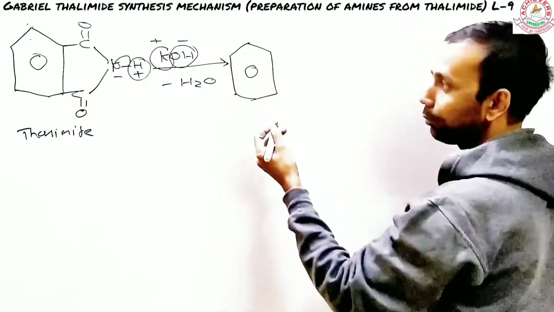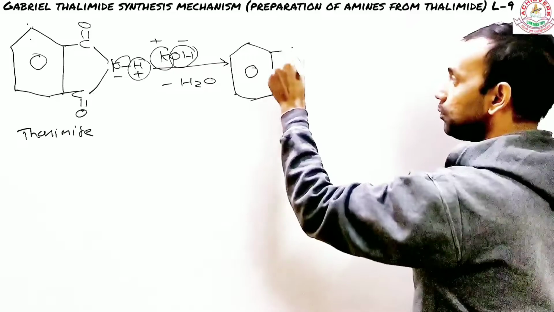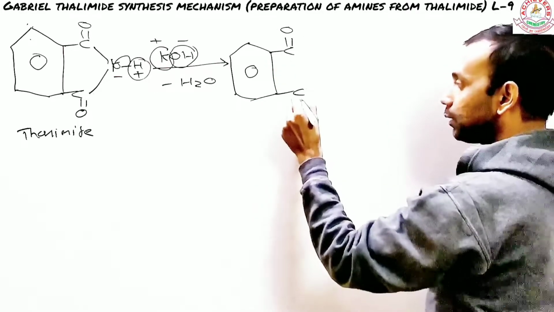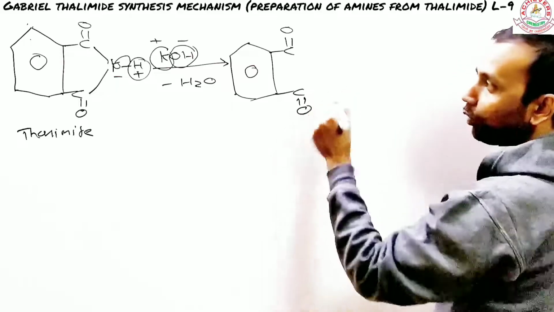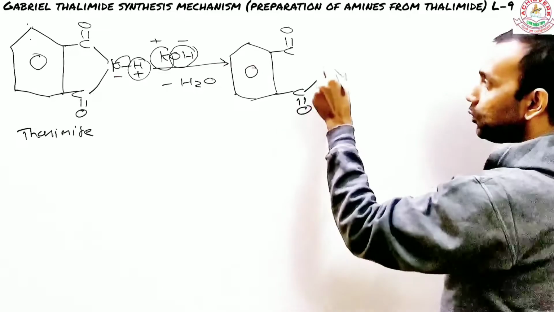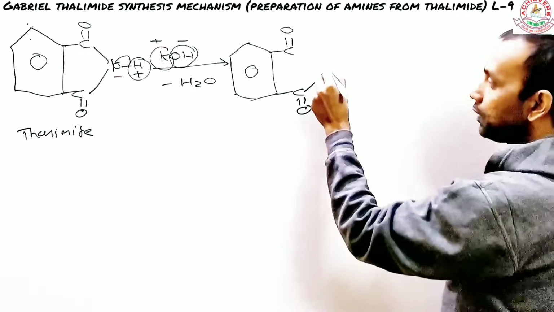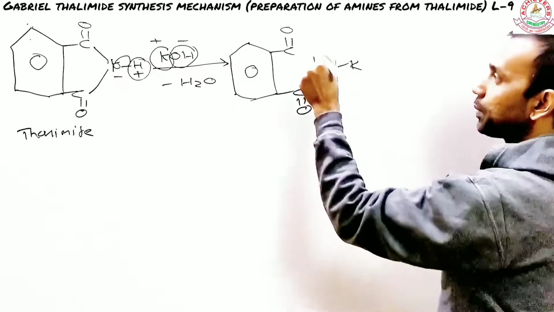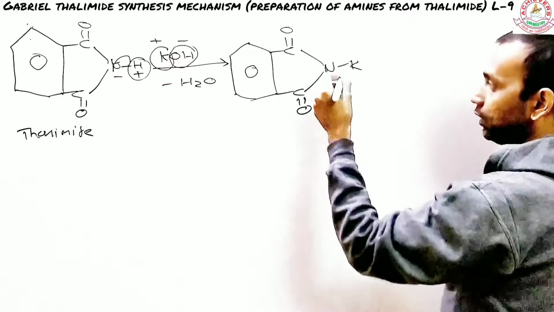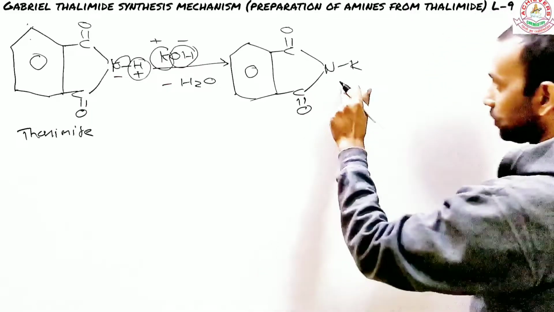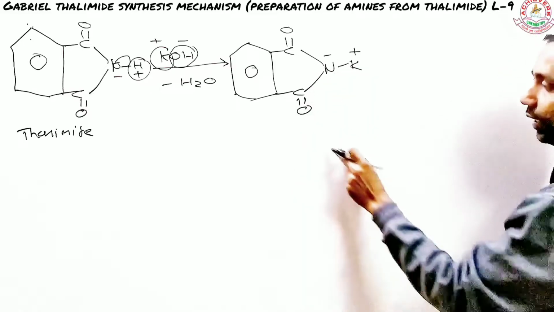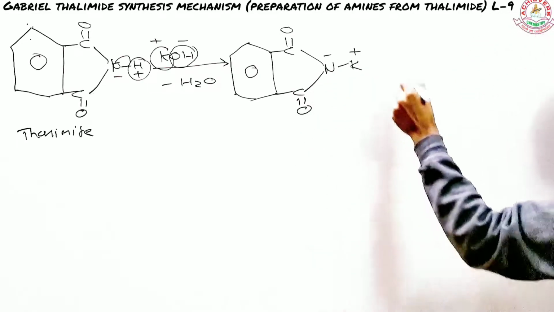So this is your phthalimide benzene. You have carbon with a double bond here, another carbon with a double bond here, and what you get is your N. Now N is bonded to K. N is bonded to K. So this is what the situation is. Now this has a positive and this has a negative charge. In the next step, what happens?